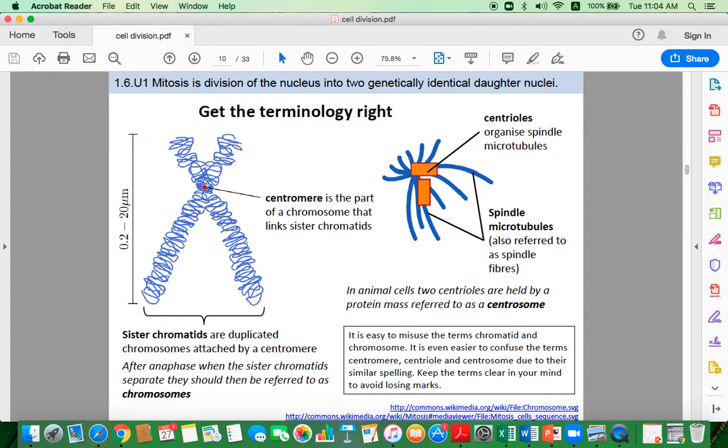This central part is called the centromere. It's the part of a chromosome that links sister chromatids. As you can see, these are sister chromatids. This is the DNA that is supercoiled.